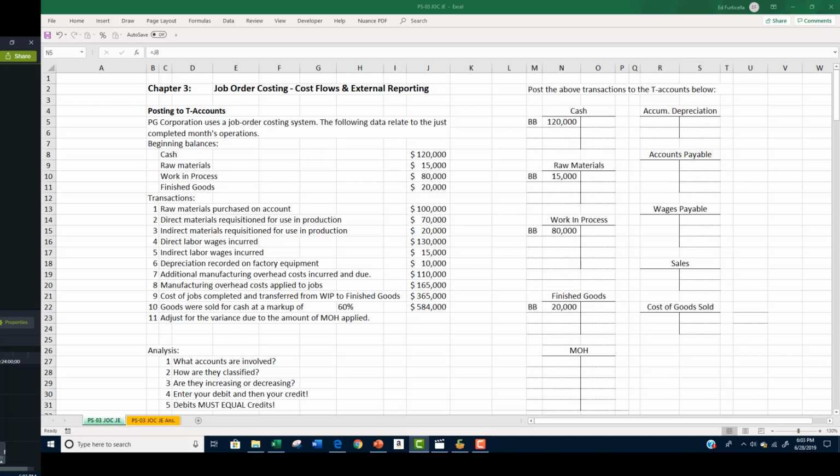Every time you read a transaction, you are going to say to yourself, what accounts are involved? How are they classified? In other words, are they assets, liabilities, owner's equity, revenues, or expenses? Once you know how they're classified, you're going to ask yourself, are they increasing or decreasing? Answering those questions will tell you what you should debit and what you should credit. Remember that for every transaction you do, debits have to equal credits. Let's look at the transactions now.